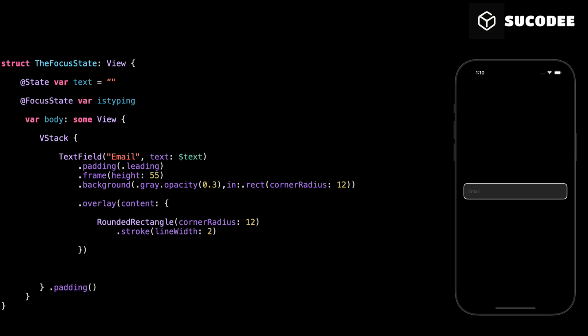Now we connect our FocusState to the text field using focused. This way, SwiftUI will update the typing variable automatically when the user taps or leaves the field.